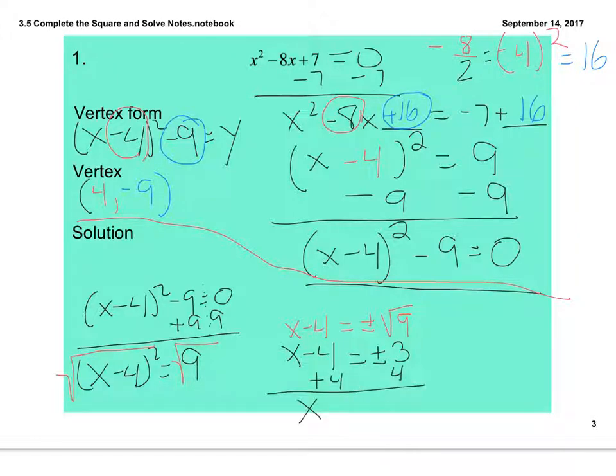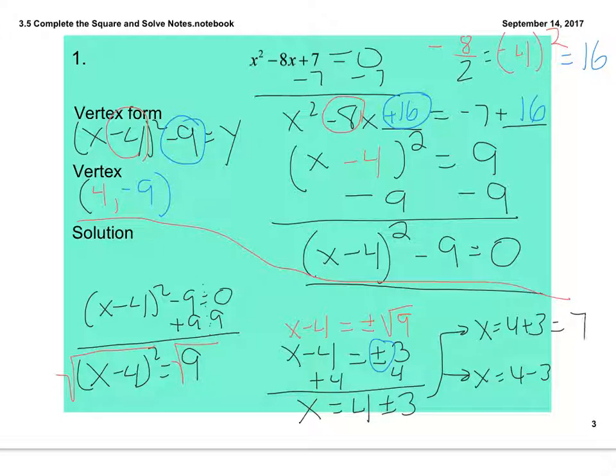When I do that, I get x is equal to 4 plus or minus 3. Notice I didn't combine those into one term yet because I really have, because of this plus or minus, this could be positive 3 or negative 3. So what we're going to see now is I'm going to split this into two potential equations. X is equal to 4 plus 3, and x is equal to 4 minus 3.